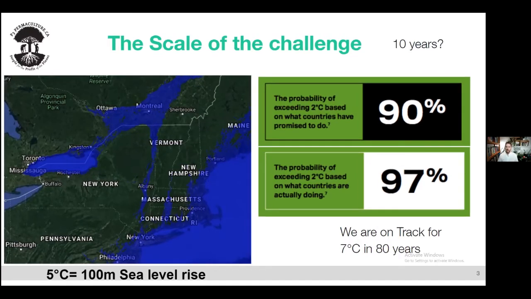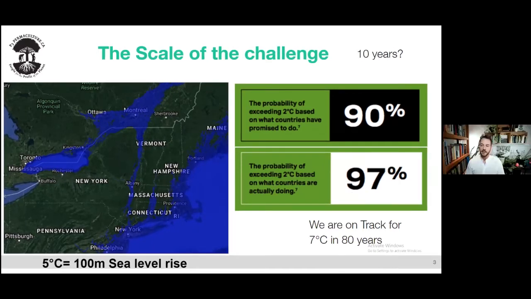To start with, the 10 years means that we have to fundamentally change every aspect of transportation, every aspect of heating and cooling our homes, every aspect of food production, and basically every aspect of urban life in order to achieve 2 degrees Celsius within 10 years. So it's not to begin within 10 years, it's that we need to have this fundamental transformation done and underway in that time period. If we look at where we are actually on track today, first of all, the probability of exceeding 2 degrees Celsius is 90% based on what countries and different organizations around the world have committed to. And the probability of exceeding it based on what people are actually doing is higher.